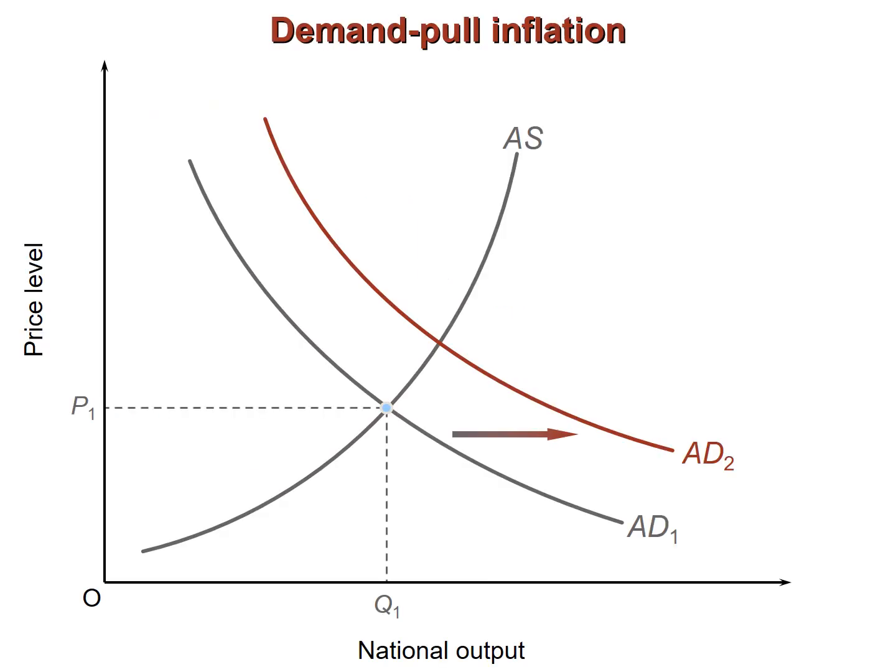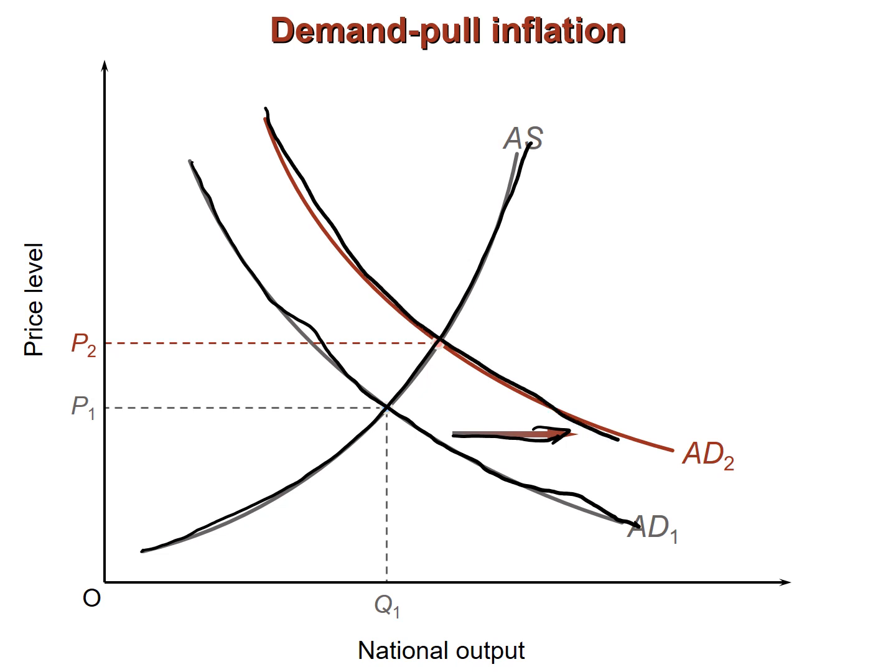So this is what demand pull inflation looks like. We have our aggregate supply curve, and we have our aggregate demand curve. Now our aggregate demand increases, from aggregate demand 1 to aggregate demand 2. So we have this new aggregate demand curve. Of course, this is our new equilibrium, and you can see prices are higher, and so is quantity.